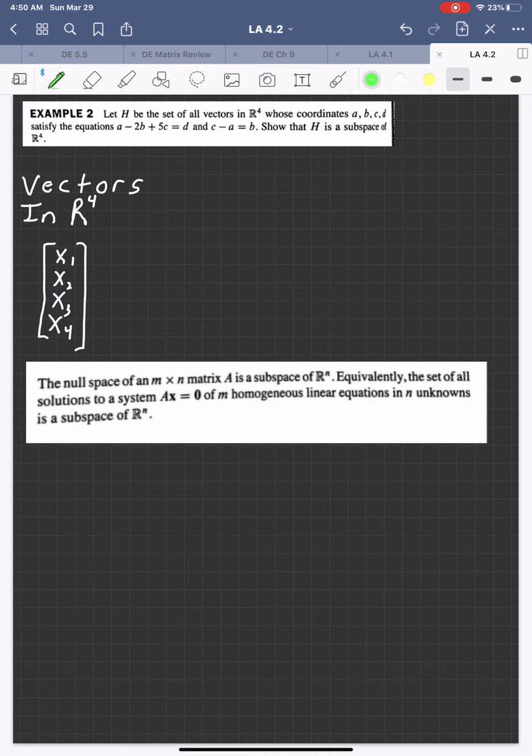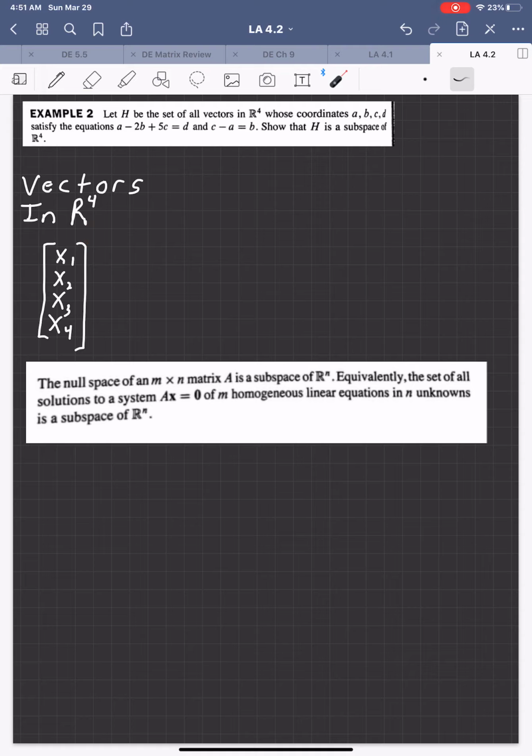So, example 2, let me read. It says, let H be the set of all vectors in R4. Now I want to make sure we understand R4. So that would mean we have 4 variables, right? So R4, notice that since every point in R2 is some xy point, right? But in R4, our vectors would take on the following form: x1, x2, x3, x sub 4.